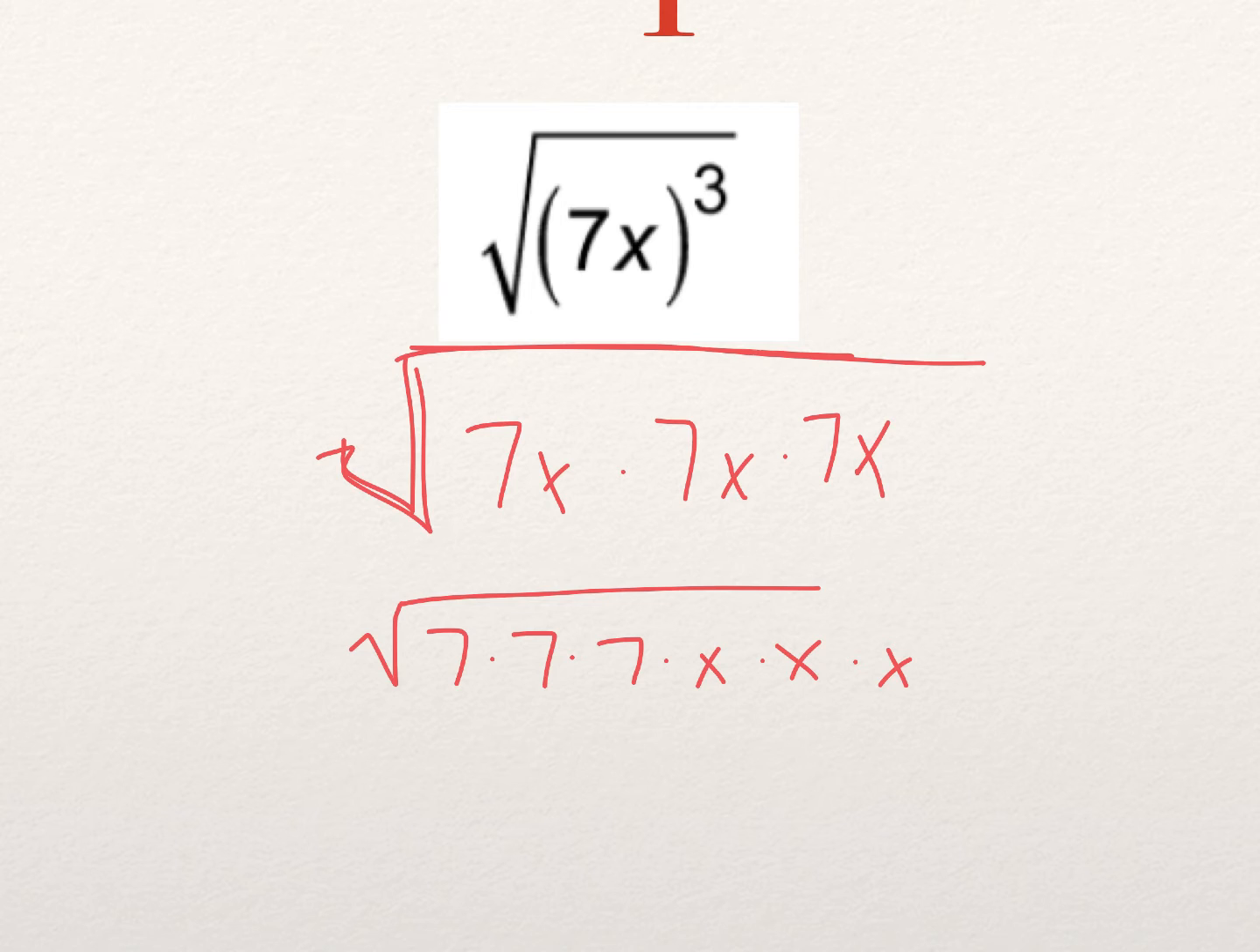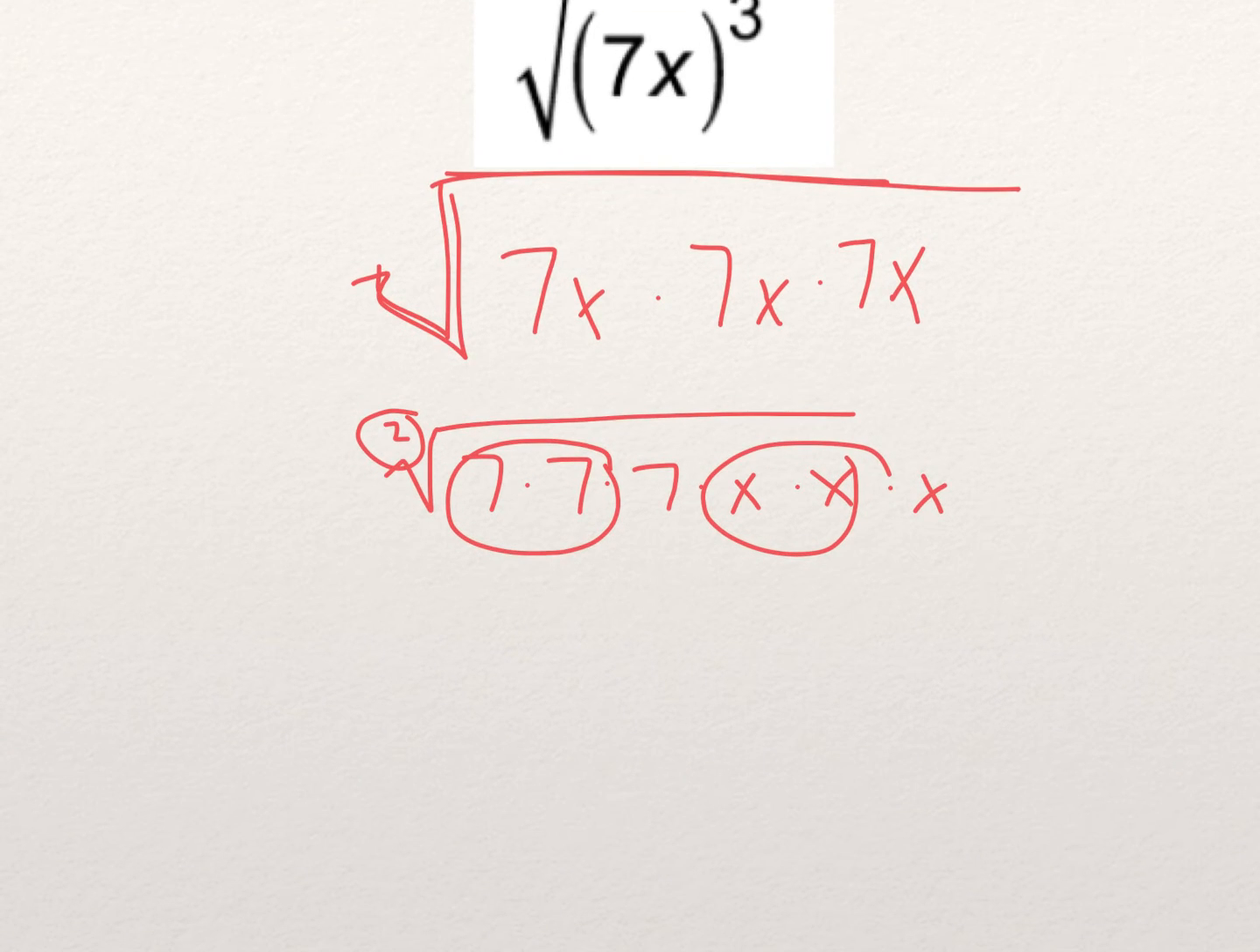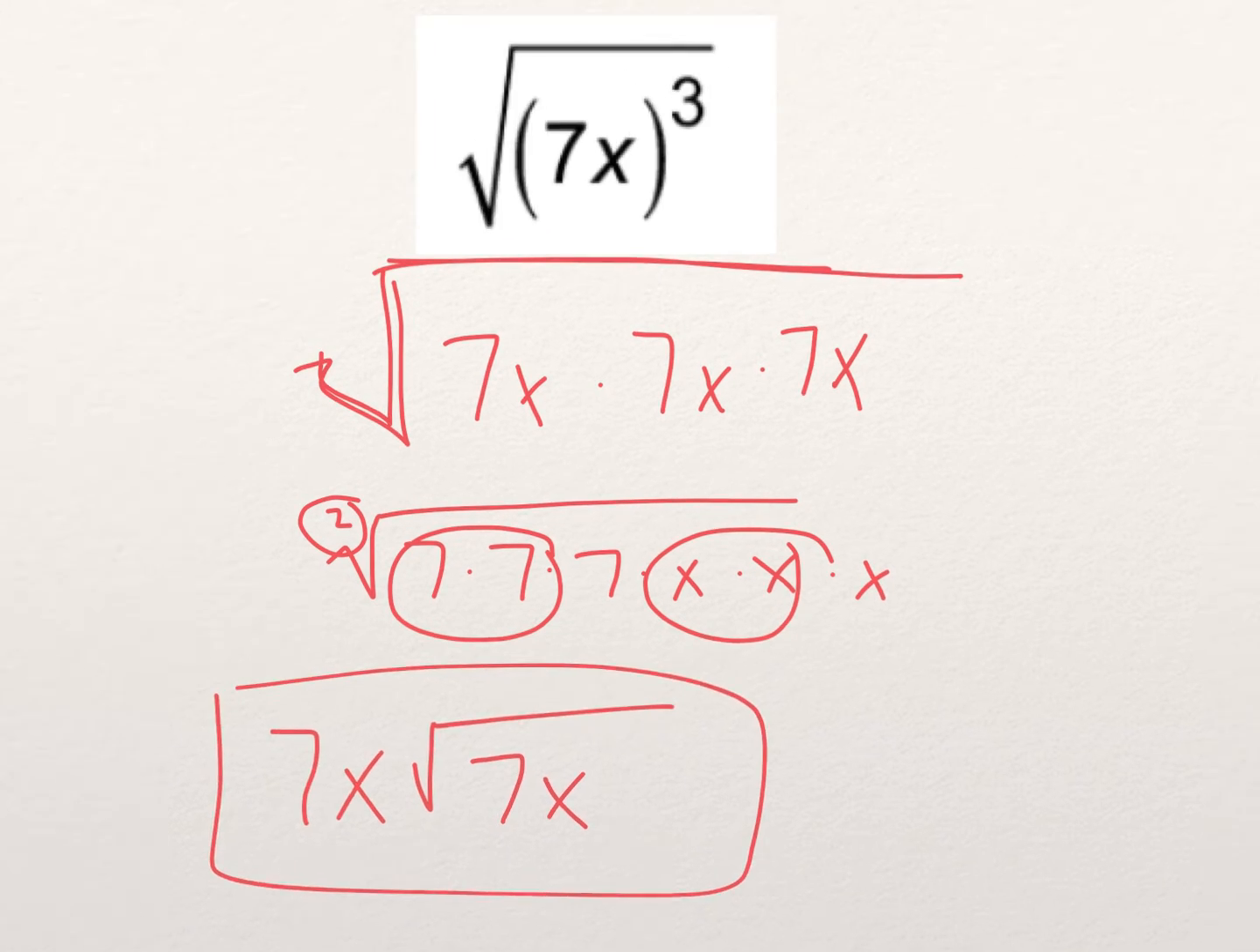What am I circling here? Groups of how many? 3. Do we have a 3 as our index out front? Nope, there's nothing out front, so we circle groups of 2. So I have 2 7s. What else can I circle? 2 x's. What comes to the outside? A 7x. And what stays on the inside? A 7x.